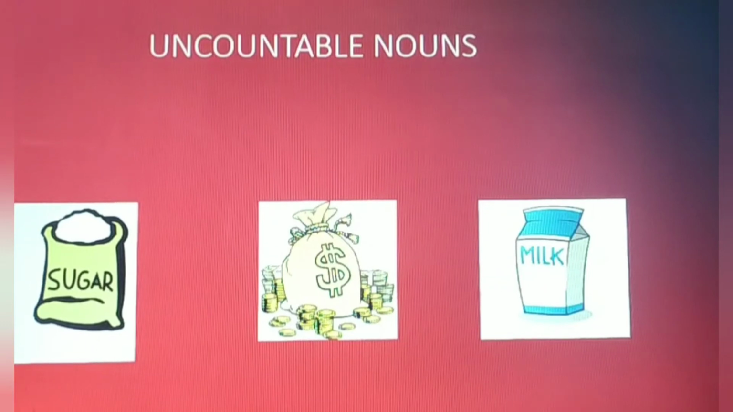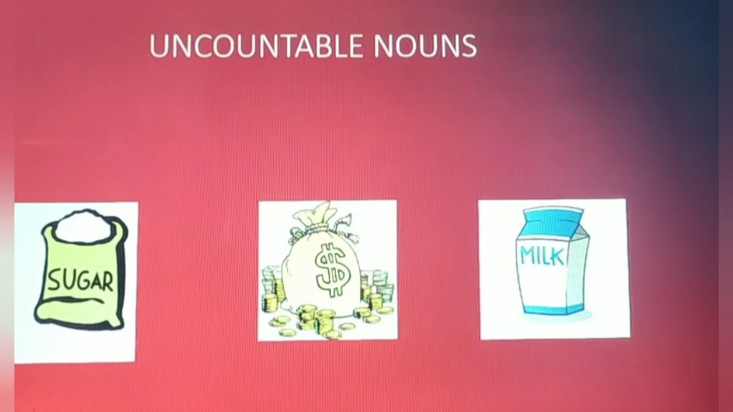Look at the second example, money. What do you think? Is money a countable noun or an uncountable noun? You would definitely have this confusion. You would say that, ma'am, we can count money. But you have to remember, a lot of uncountable nouns are categories. For example, money is a category. Under money, you have rupees, coins, bills, etc.